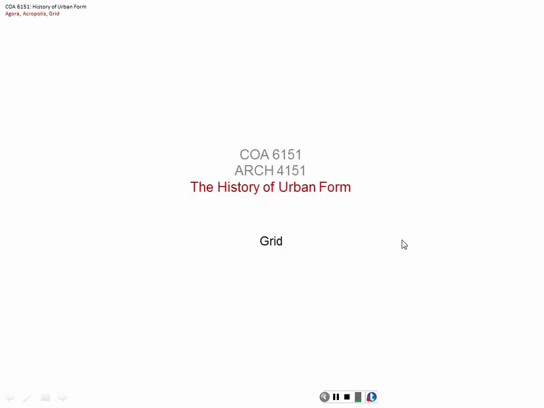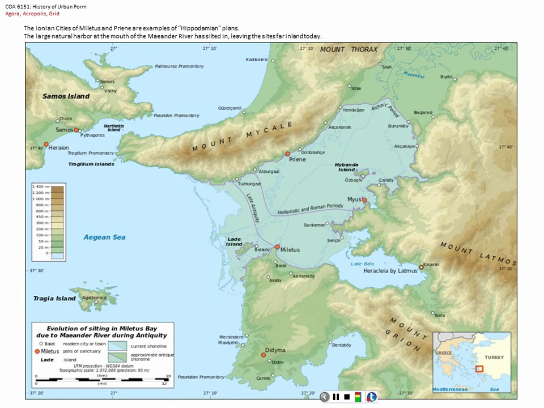Now, I mentioned Hippodamus of Miletus. Miletus is an Ionian city, meaning that it is, in fact, in what is today Turkey. And if we look at this, there are two cities that we will talk about here. There are more than two worth talking about, but we will talk about two. That is Miletus that we see here and Priene that we see here.